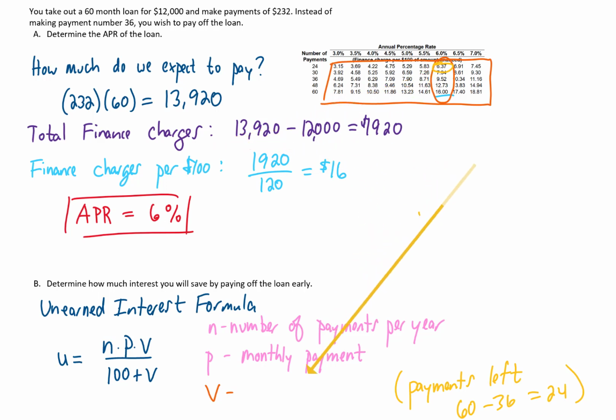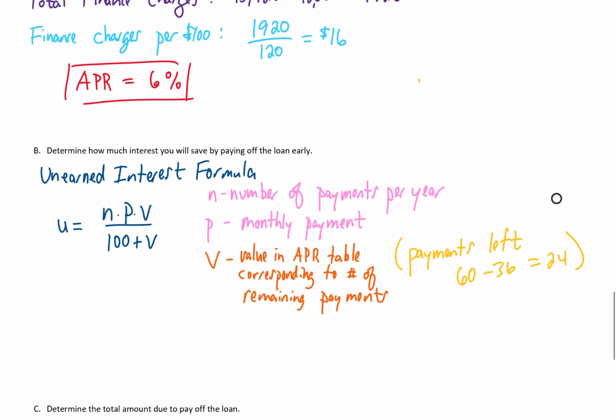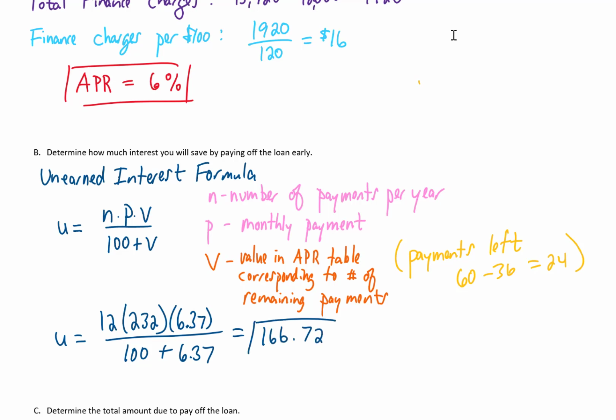So how do we summarize this? V is the value from our APR table corresponding to the APR and the number of payments that you have left. Okay, so let's go ahead and plug the numbers for this problem in. Our number of monthly payments per year is 12. Our monthly payment was $232 for this problem, and the value that we got from the table was $6.37. In the denominator, we have 100 plus the 637 from the table. Plugging all that into my calculator is giving me $166.72. That is the amount of money that we're saving by paying this loan off early.